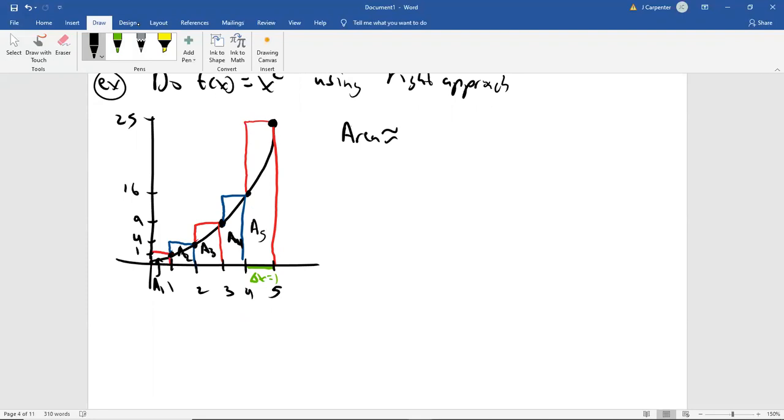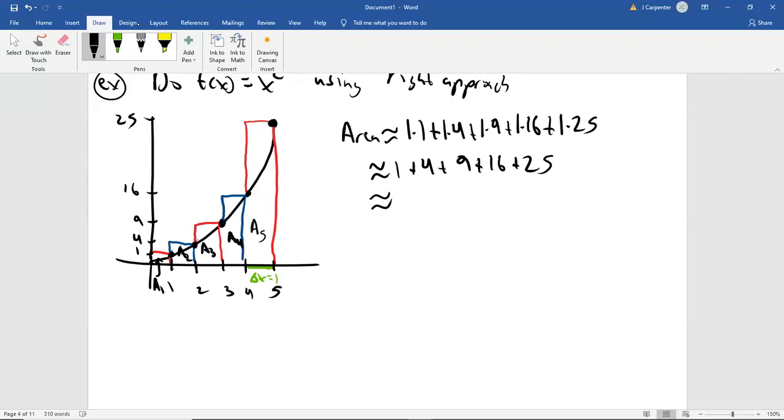So the first one has a width of 1 and a height of 1, so that's 1 times 1, plus. The second one has a width of 1 and a height of 4, so 1 times 4, plus. Third one has a width of 1 and a height of 9, plus. The fourth one has a width of 1 and a height of 16, plus. The last one has a width of 1 and a height of 25, which is 1 plus 4 plus 9 plus 16 plus 25.